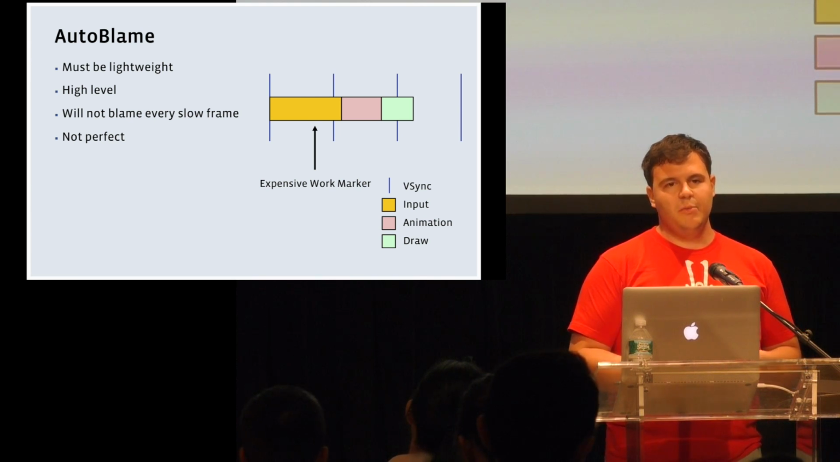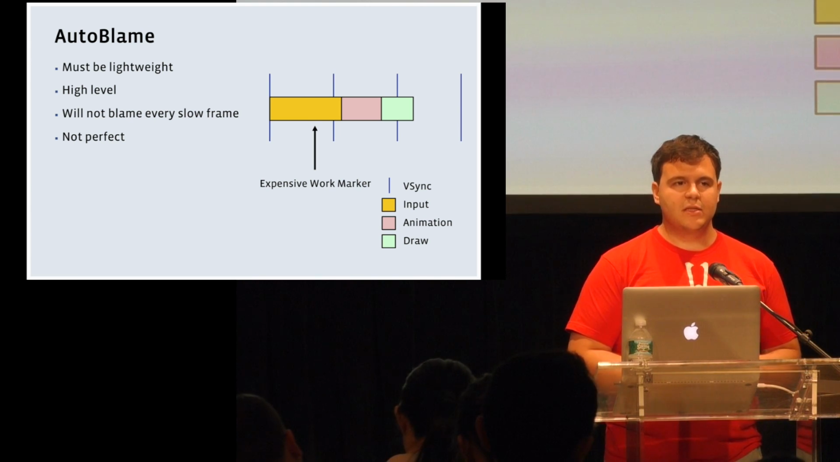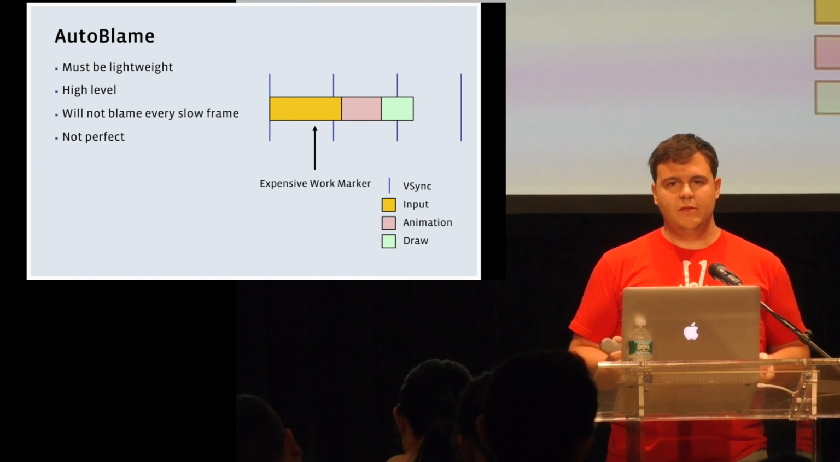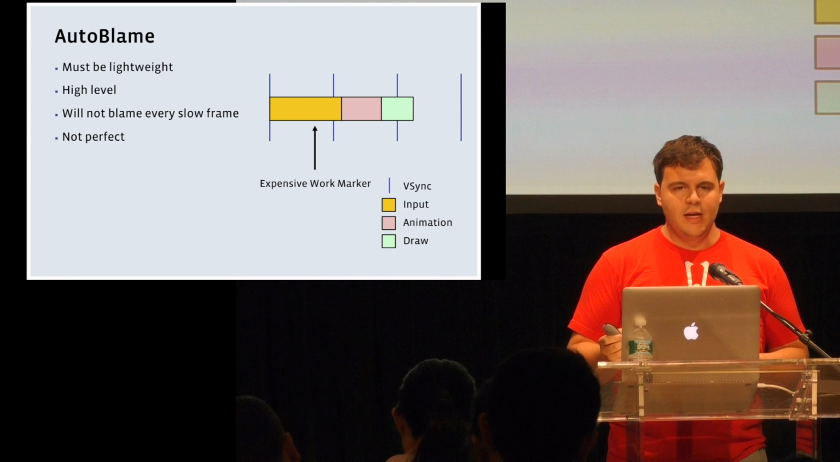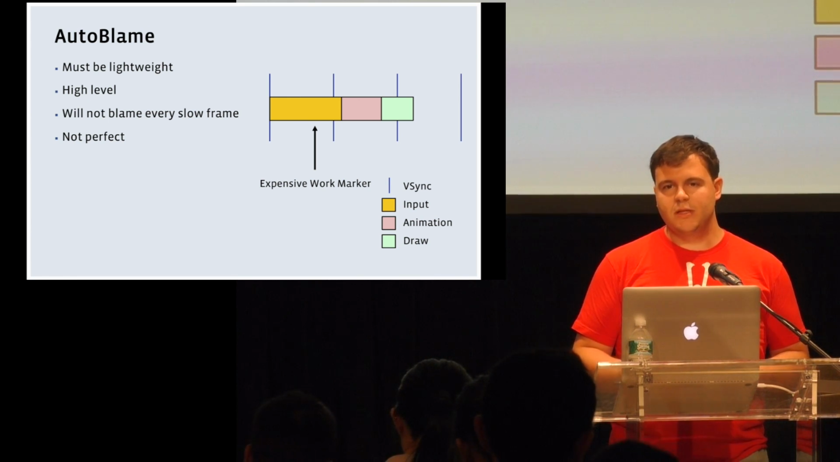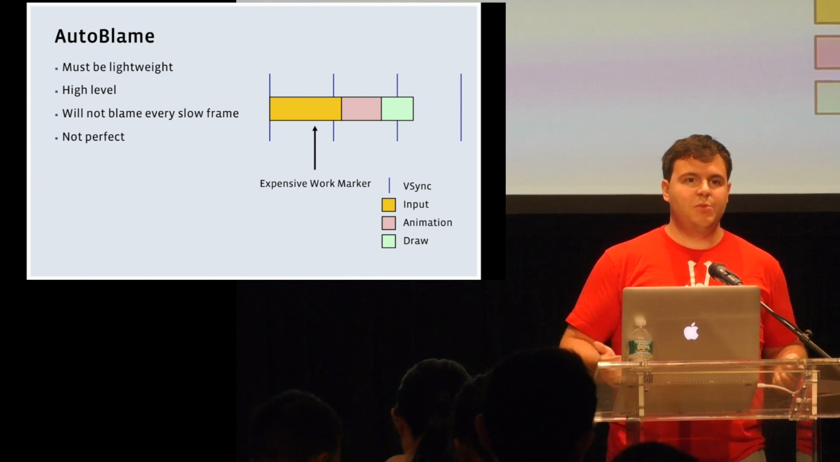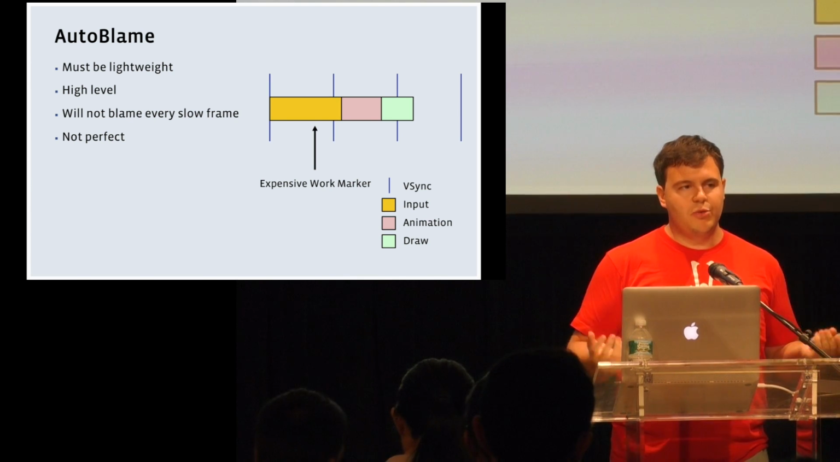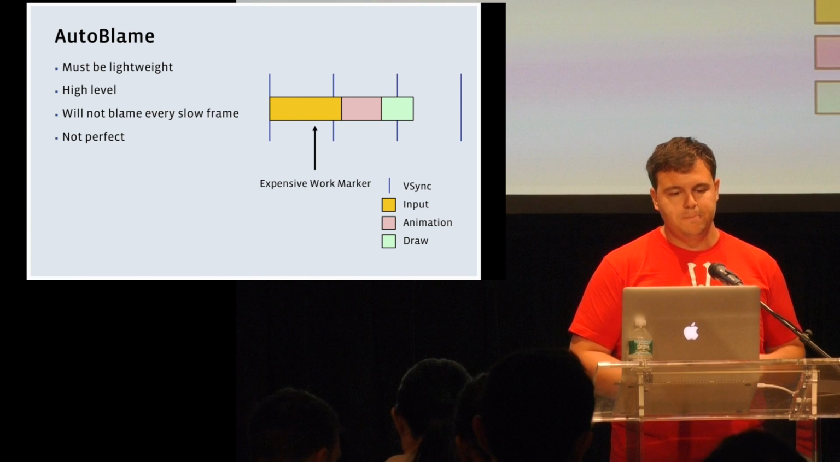And because of that, there's a bunch of little annoying side effects. It has to be pretty high level. You can't be digging in too deep when you don't have much time to do stuff in. It's not going to blame everything. You're going to miss some things. And that's okay, because if you can at least blame some significant portion of events, you have a pretty good idea of the problems in your app, right?